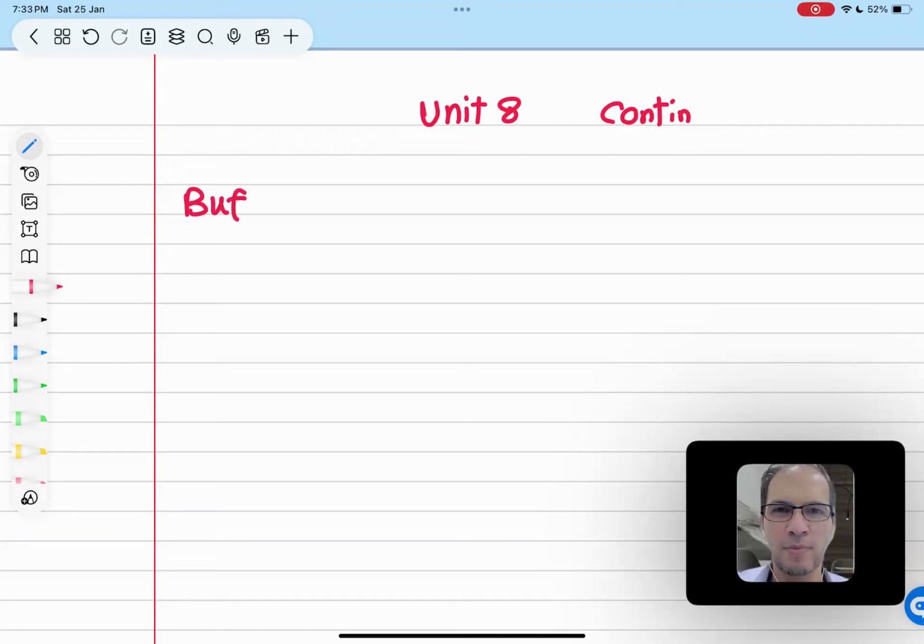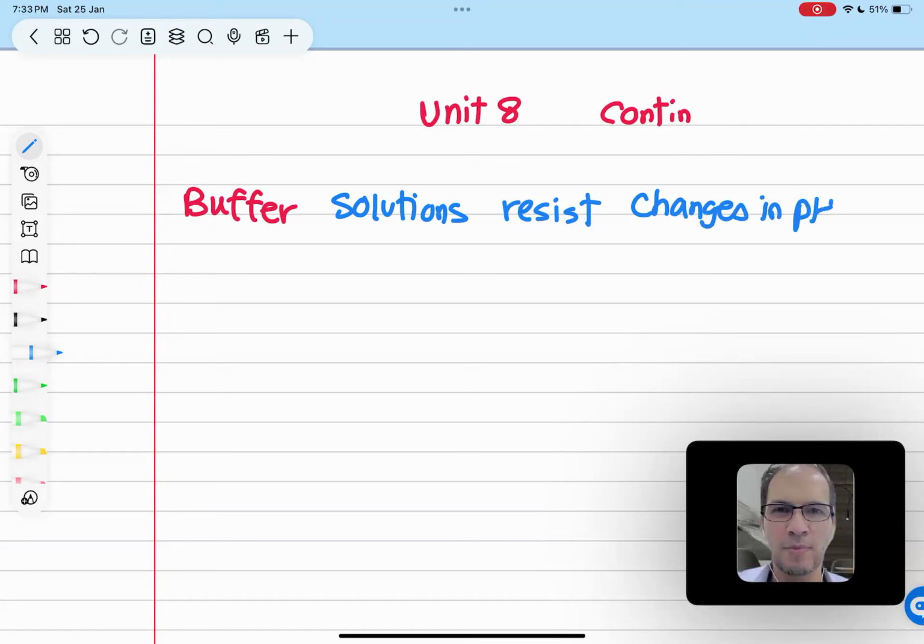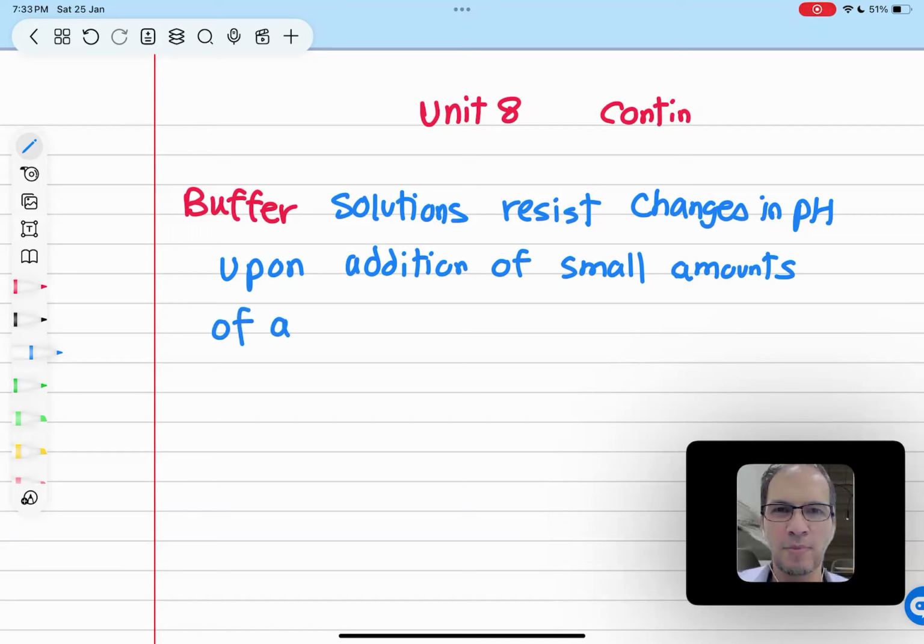If you remember, we said that the buffers are solutions. This solution will resist changes in pH upon addition of small amounts of acid or base. If I add a small amount of acid or base, it will not be able to change the pH. Why is that? Because I have added the buffer, so it will prevent the pH from changing.